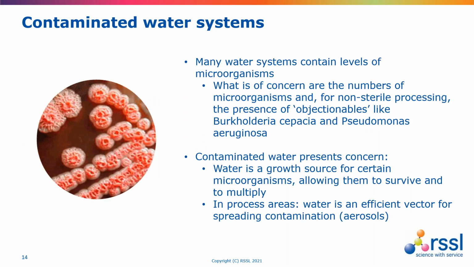So water systems, particularly purified and mains water systems, will contain a level of microorganisms, but what's of concern are the numbers and frequency of those organisms. And with non-sterile pharmaceuticals, we have particular concern about the presence of unwanted organisms, which can sometimes be under this umbrella term of objectionable organisms, and two examples are Burkholderia cepacia and Pseudomonas aeruginosa.